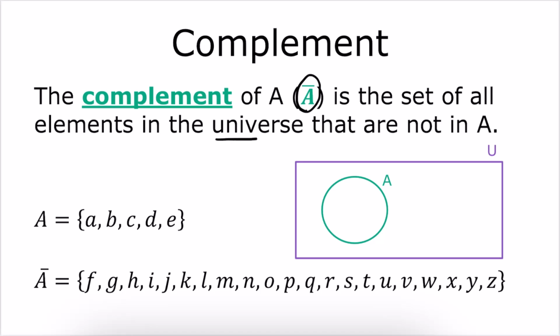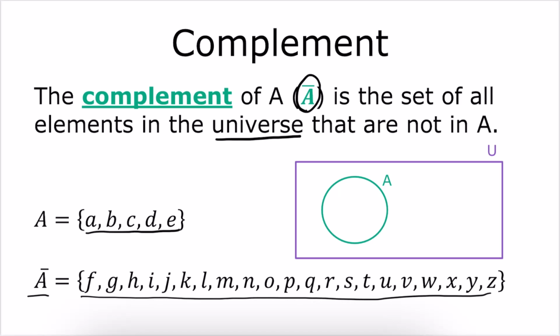So the universe is defined by whatever it is you're talking about. Like in this example where I have set A equals the set A, B, C, D, E, my universe could be all of the lowercase letters. Basically the universe is all of the possible elements that are relevant to what you're talking about. So in that case, if A is the set A, B, C, D, E, and the universe is all of the lowercase letters in the alphabet, then A complement is going to be F, G, H, I, J, K, L, M, N, all the way down to Z. Because these are basically all of the things in the universe that are not in A.